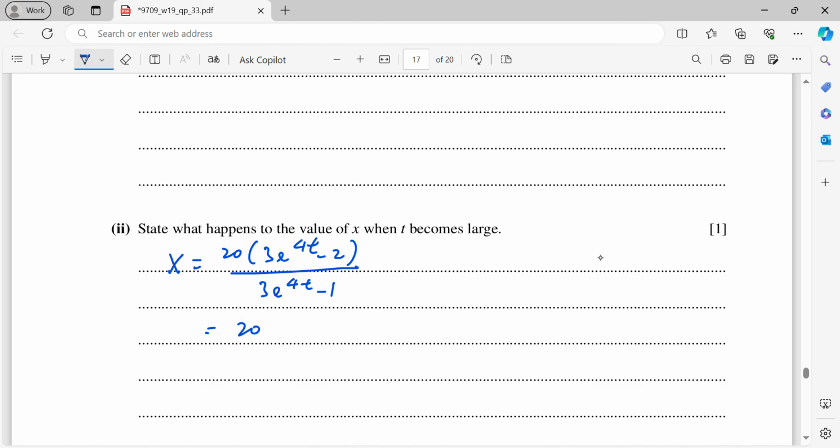So I will write 20 e^(4t). When you factorize e^(4t) from the numerator and denominator, I will be getting 3 minus 2e^(-4t). For the denominator, when you factorize e^(4t), you will be getting 3 minus e^(-4t). So now the e^(4t) will be cancelled off.